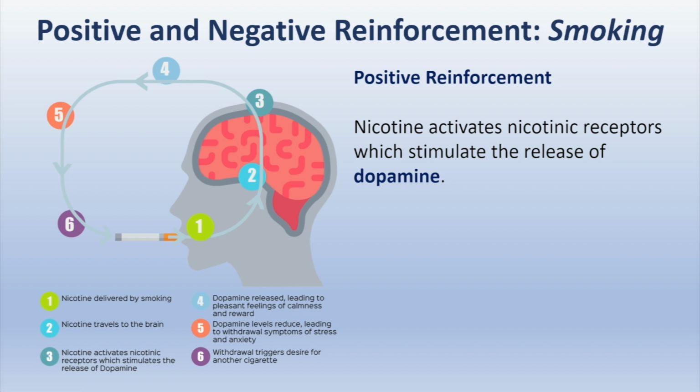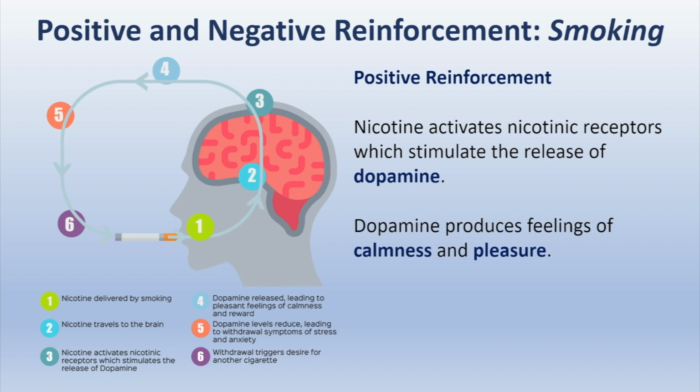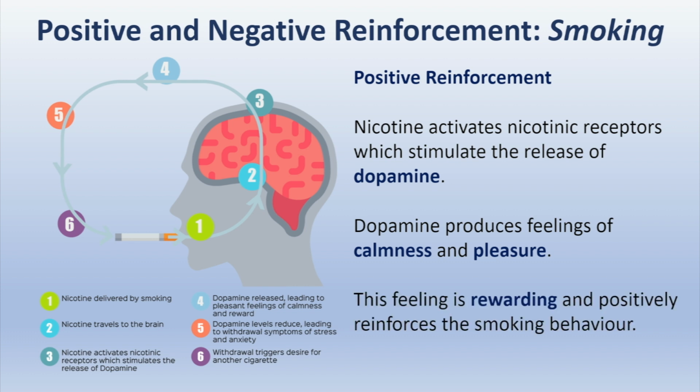So the nicotinic receptors stimulate the release of dopamine. Do you want to fill that in on page 20 where you've got a gap for that space there? Dopamine produces feelings of calmness and pleasure. So that's the next two gaps. And then this feeling is rewarding and it positively reinforces the smoking behaviour. So copy that up into the first four gaps on the top of page 20.